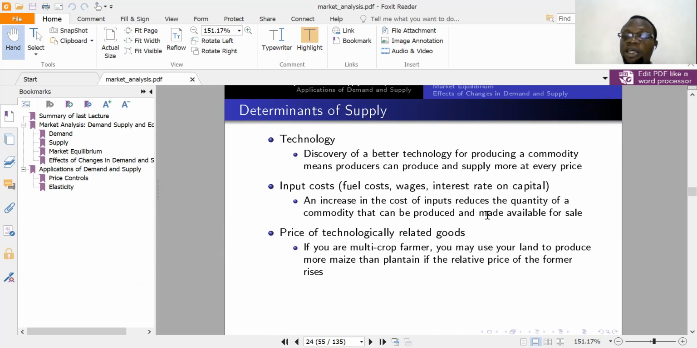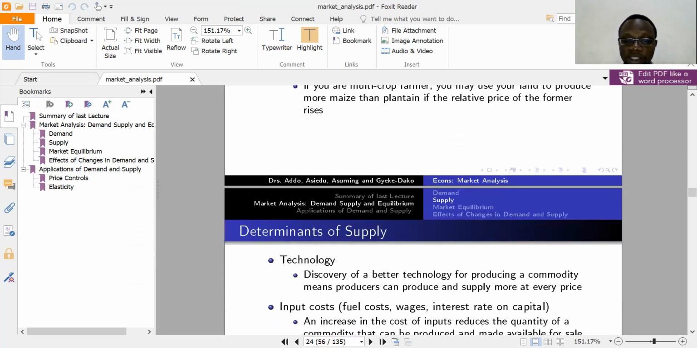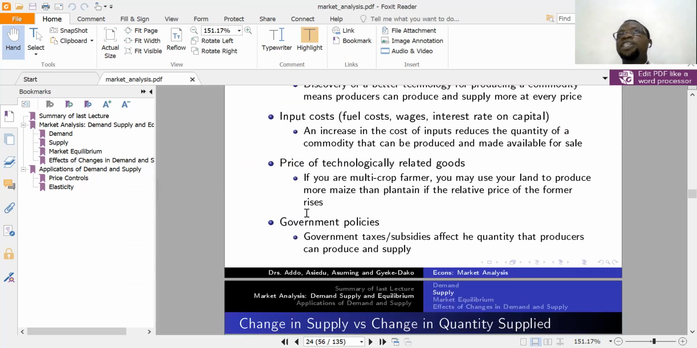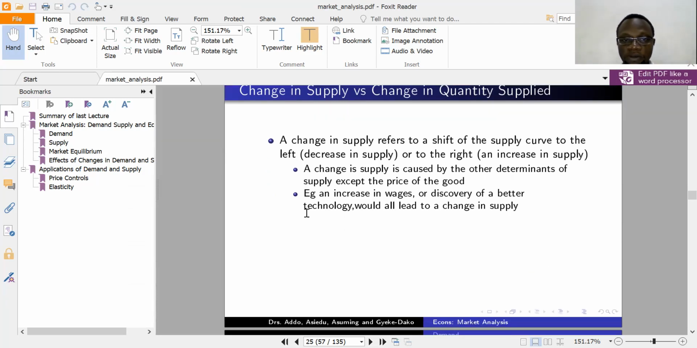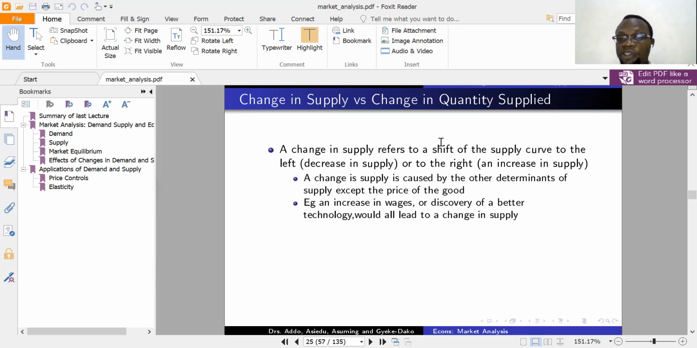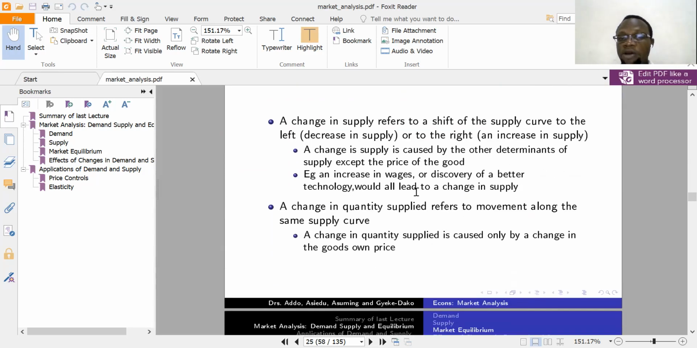So this is how an increase or decrease in supply can be impacted by technology, input cost, price of related products, government policies. These are factors that can shift the supply curve to the right or to the left, okay? And for that reason, we also explained the concepts related to change in supply and change in quantity supplied, similar to what we did under the demand function, okay? So we are saying that a change in supply refers to a shift of the supply curve to the left or to the right, okay? And it's caused by the other determinants of supply, apart from the good's own price. Whilst a change in quantity supplied is as a result of a change in the good's own price, okay?